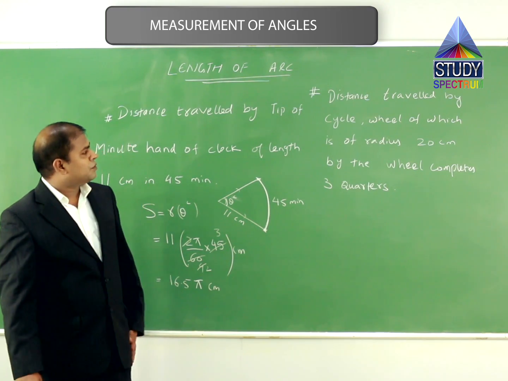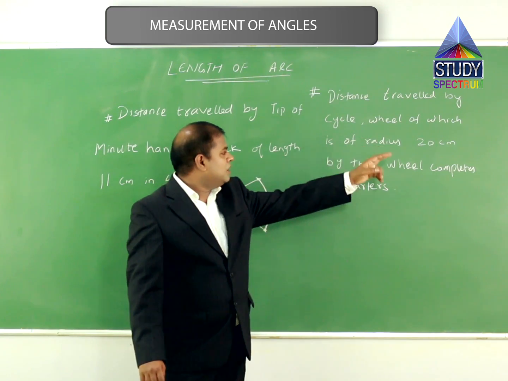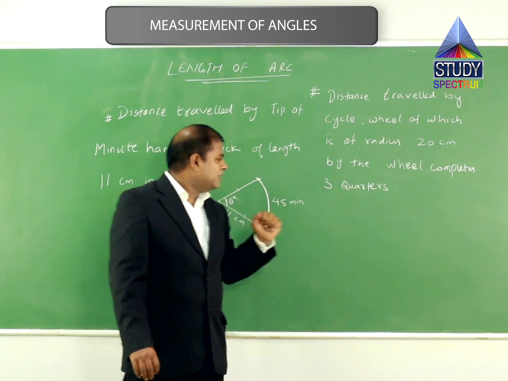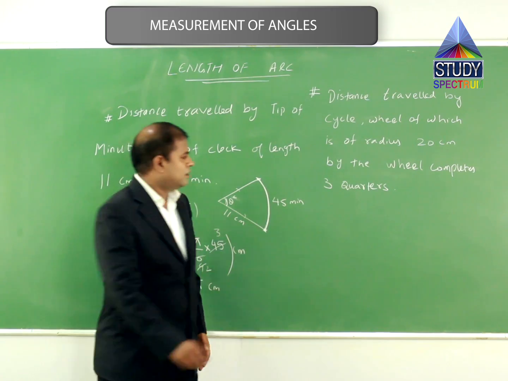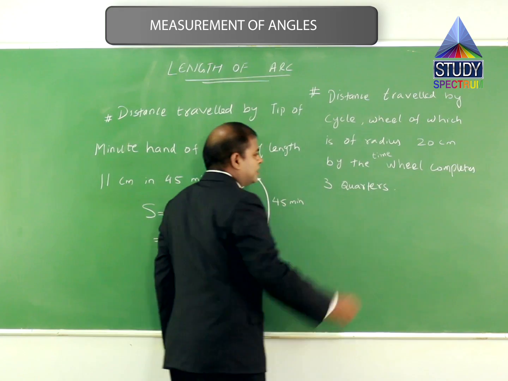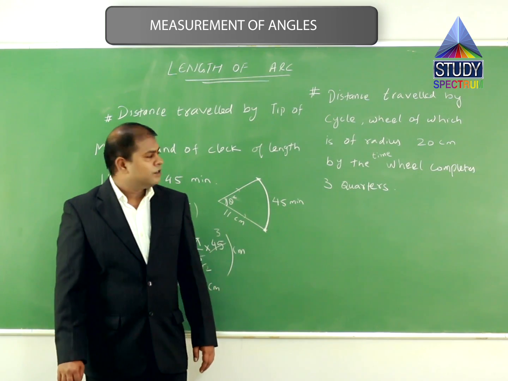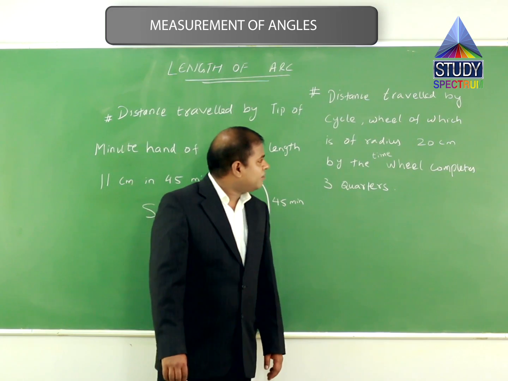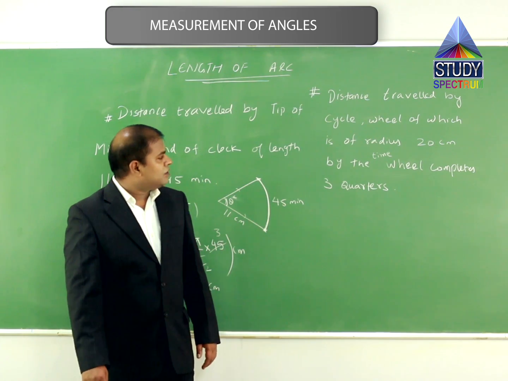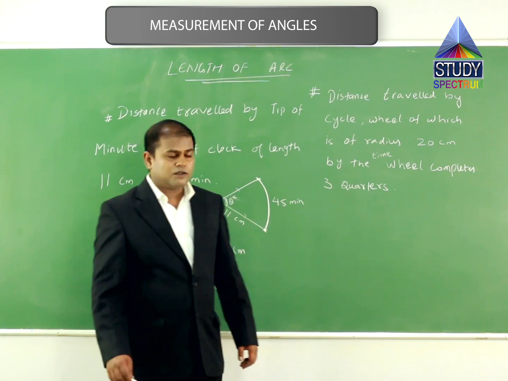So now moving to the next question. Distance travelled by a cycle wheel, which is of radius 20 centimeter, by the time the wheel completes 3 quarters. I have missed a word. By the time the wheel completes 3 quarters. Right? So the question is what? Distance travelled by a cycle wheel of radius 20 centimeter, by the time the wheel completes 3 quarters.